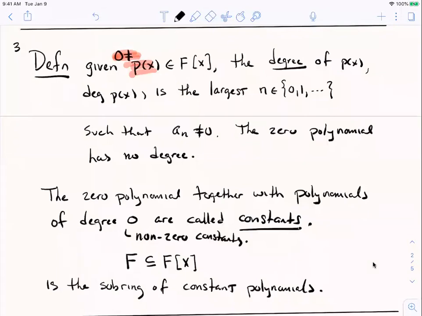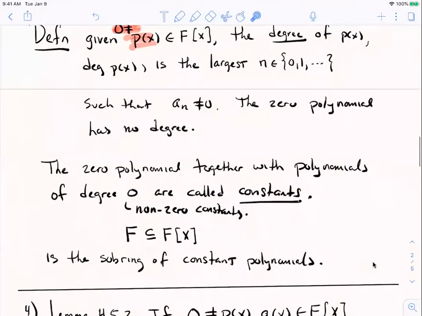They make up the set of all constants. It's kind of for technical reasons, but you've got to make peace with this: constant polynomials come in two flavors. The ones that have degree 0 are the non-zero constants, and then there's the zero polynomial, which has no degree.